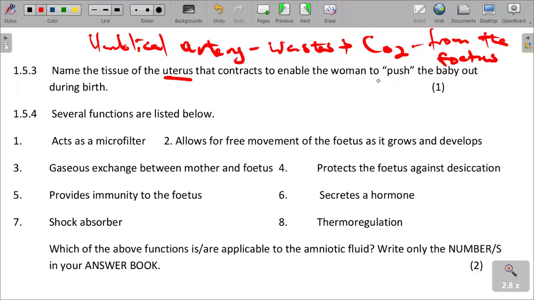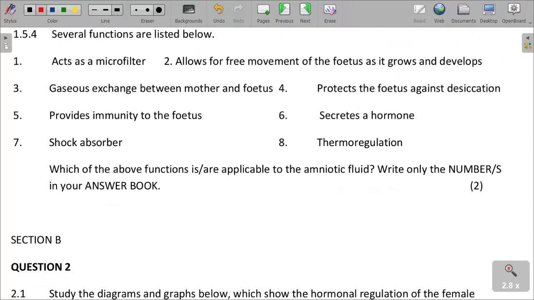And then name the tissue of the uterus that contracts to enable the woman to push the baby out during birth. It is actually the muscle, which is responsible for the pushing of the baby out to allow the birth process.